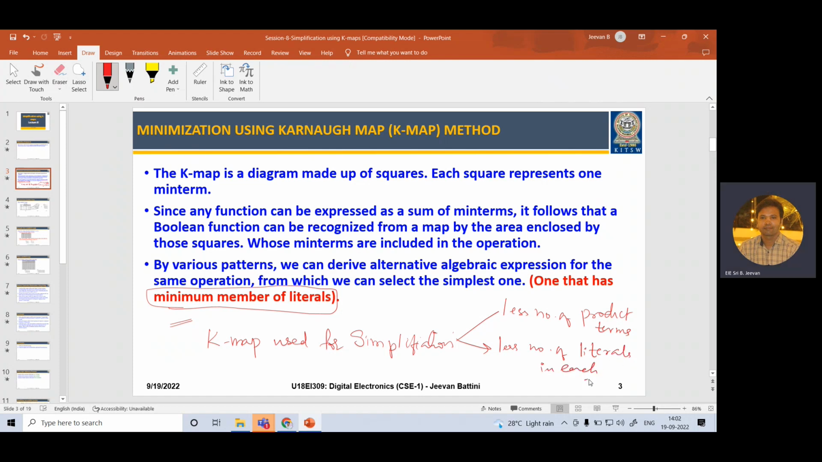What do you mean by literals? Suppose, for example, A bar B C bar is one product term. Here, A bar is a literal, B is another literal, and C bar is another literal. So this is the definition of a literal and a product term. The main aim of the K-map is simplification, which results in fewer product terms, and each product term should have a minimum number of literals. This is simplification.